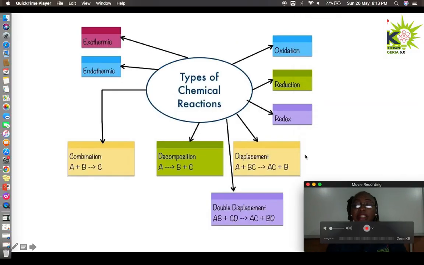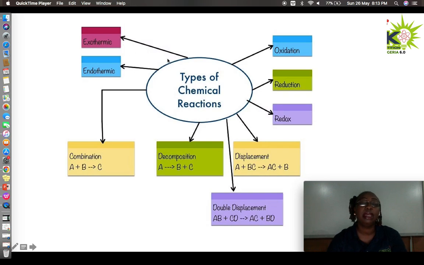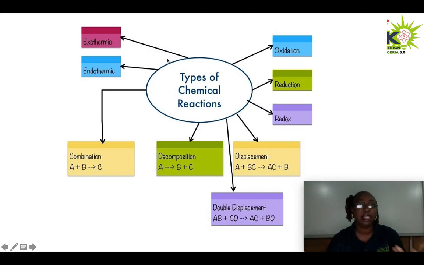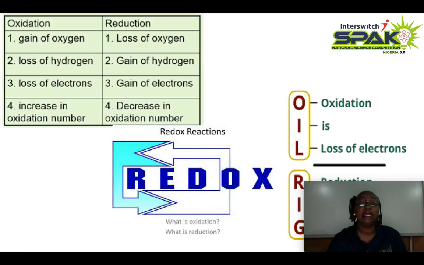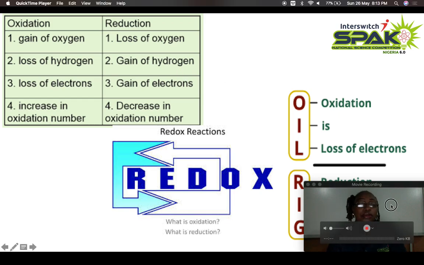Other types of reactions, we still have exothermic and endothermic. Exo gives out heat, endo takes in heat in reactions. We have oxidation, reduction, the both of them are known as redox. We have combination, decomposition, and like I said, we have displacement reaction. Let's look at oxidation and reduction.